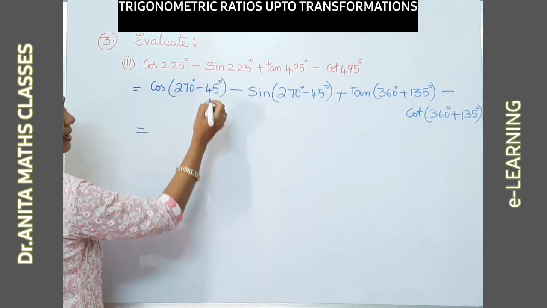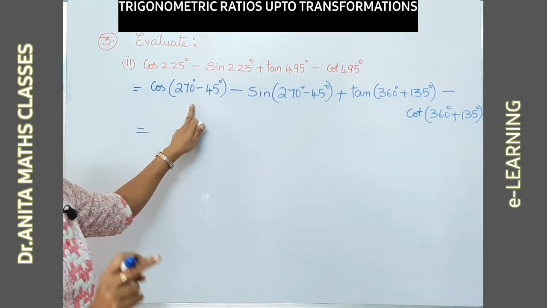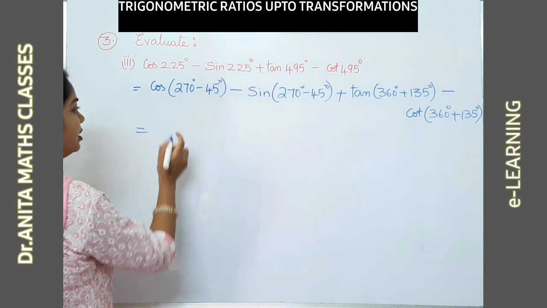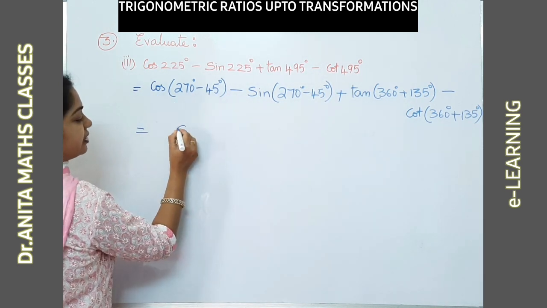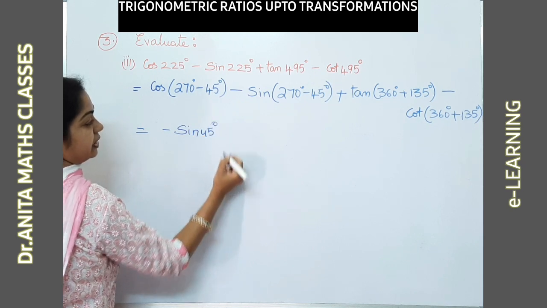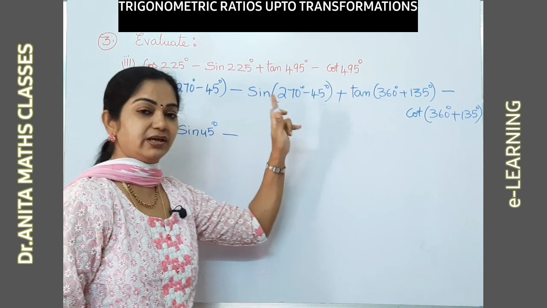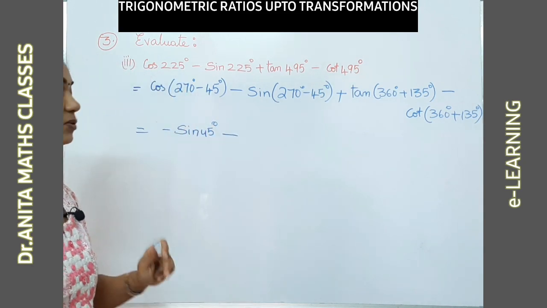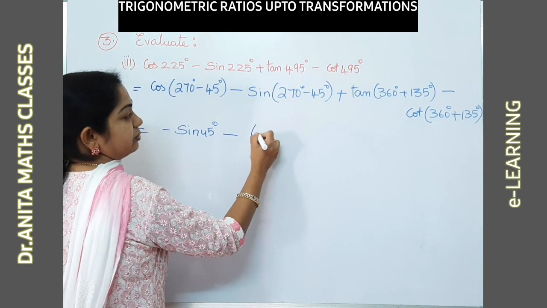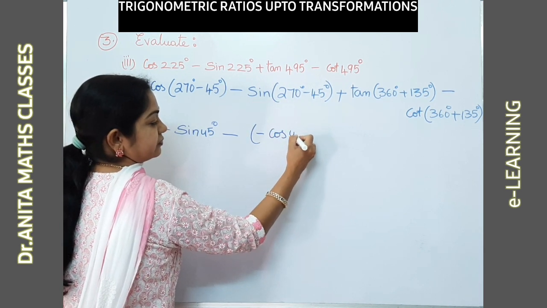Cos 270 minus 45, that means it lies in the third quadrant. Third quadrant cos is negative, and cos of 270 changes to sine, so minus sine 45 degrees we get. Minus sine 270 minus 45, again we get it in the third quadrant. Third quadrant sine is negative, so minus. Sine 270 changes to cos 45.